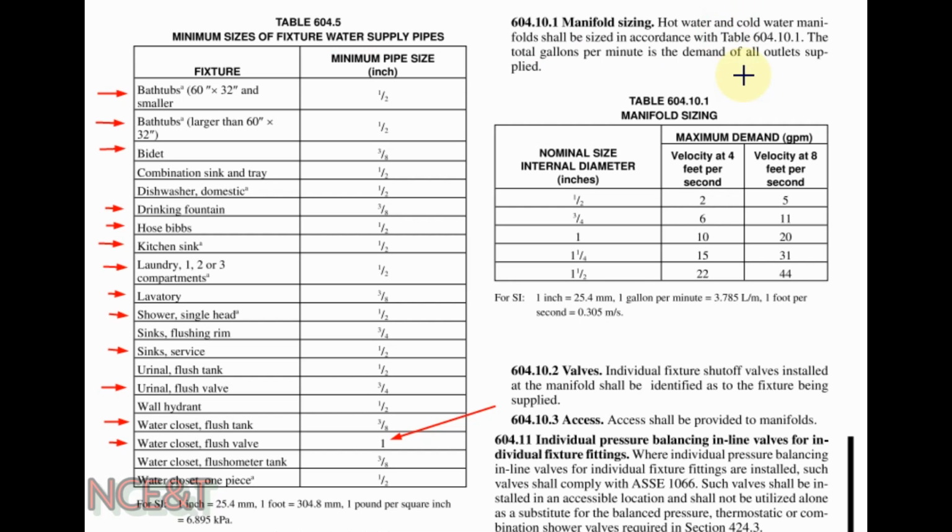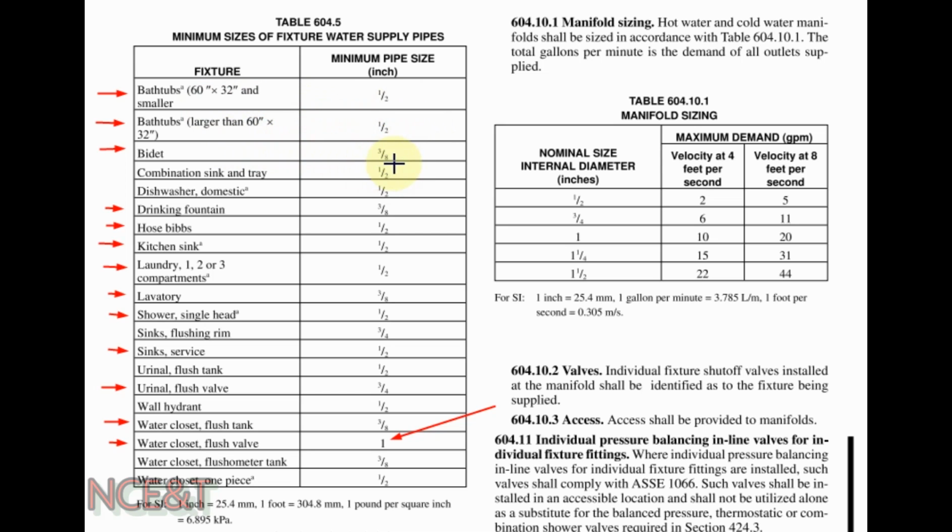This is the table of International Plumbing Code to select the minimum pipe size for the sanitary fixture. You can see from here, for the bathtub 60 inch by 32 inch, we need minimum pipe size half inch. For the bathtub larger than 16 by 32 inch, also we need the pipe size half inch.